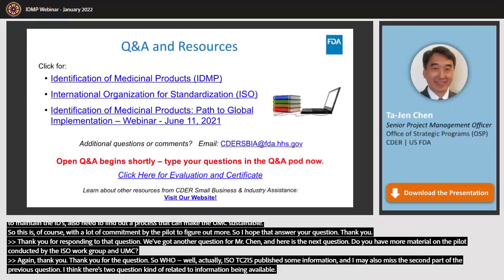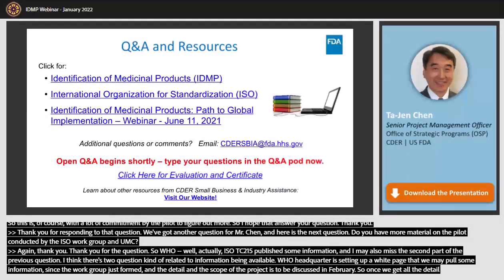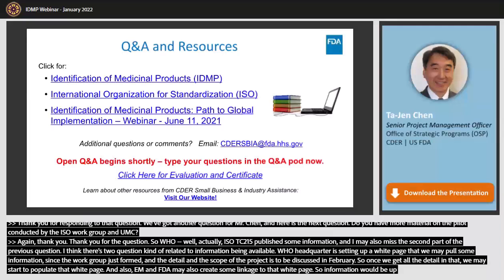WHO headquarters is setting up a web page where we may post some information, since the work group just formed, and the detail and the scope of the project is to be discussed in February. Once we get all the details, we may start to populate that web page. And also EMA and FDA may create some linkage to that web page. So information will be updated when we get more detail. Thank you.